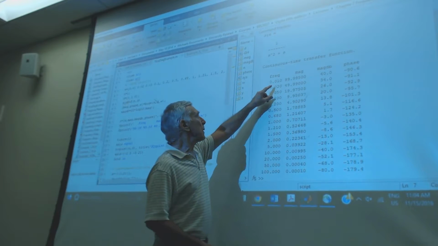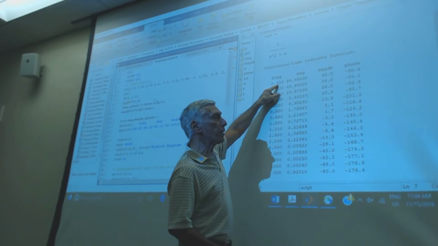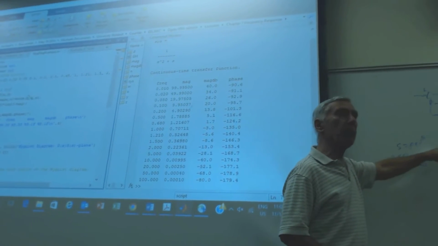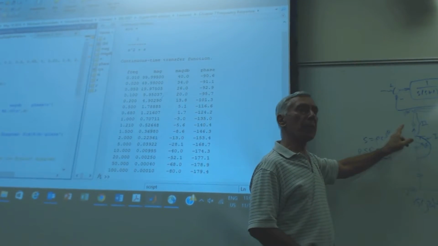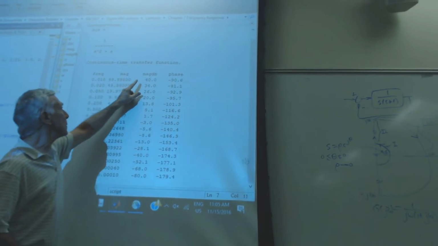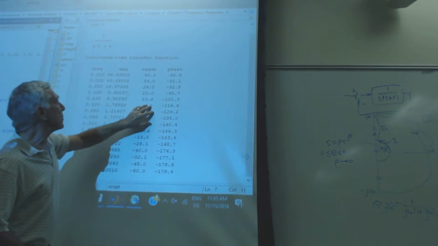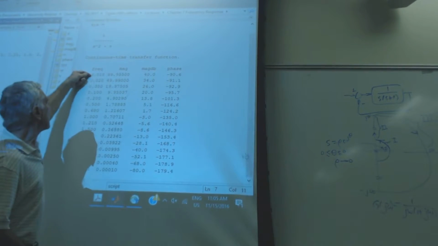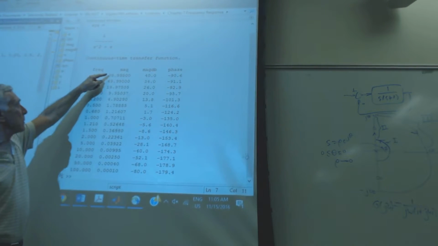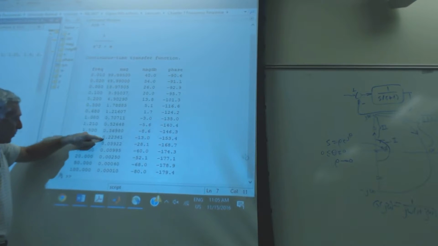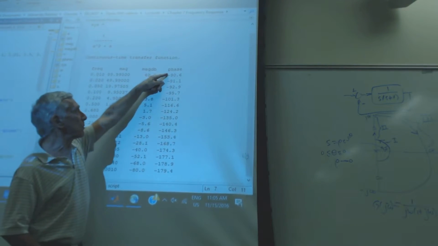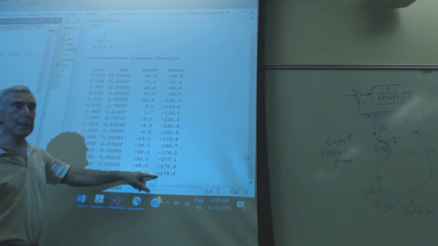Okay, so what you can see here is I take frequencies starting very low. Can't take 0 because that's right here, and I have to route around that. So I take a small frequency omega, I find the magnitude and the phase. Forget about magnitude in dB. So what you see is that as the frequency increases from low to high, the magnitude is going from high to really low, okay? And the corresponding phase goes from minus 90 to minus 180.